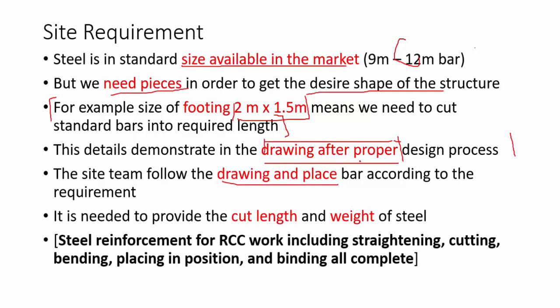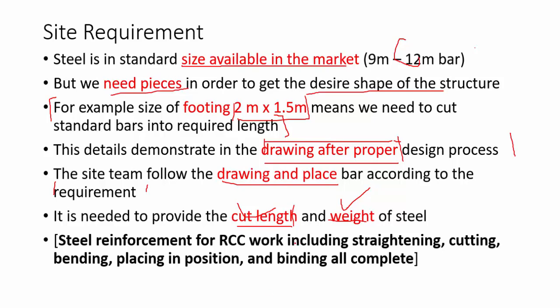Okay, what is the responsibility of the site team? The site team gets this bar bending drawing, so they are responsible to place the bars according to the requirement of that particular structure. Then it is needed to provide the cut length and weight. Okay, so what is important for the site team is two things. First is the cut length, second is the weight. This is important because once they know the cut length of every bar, it will be easy for them to cut the pieces, then mold, bend, and crank according to the requirement.